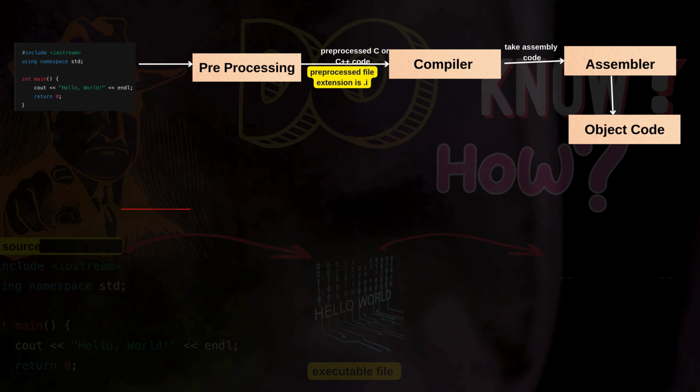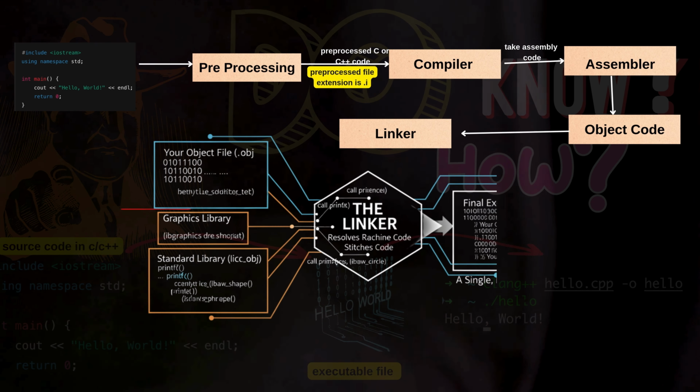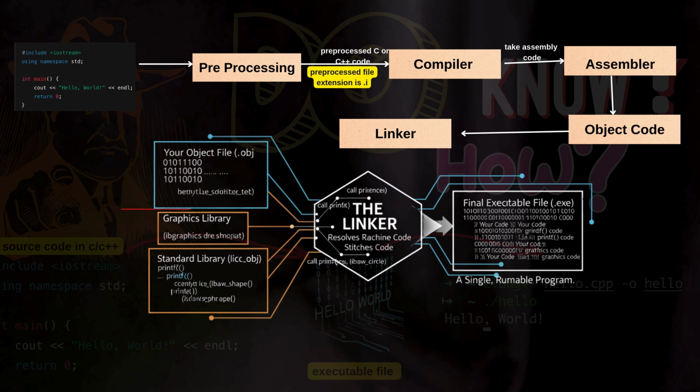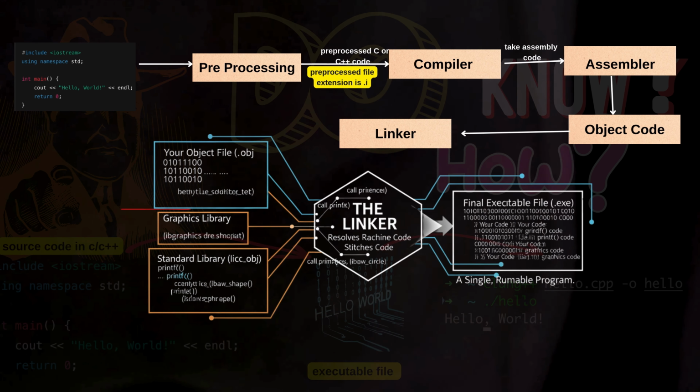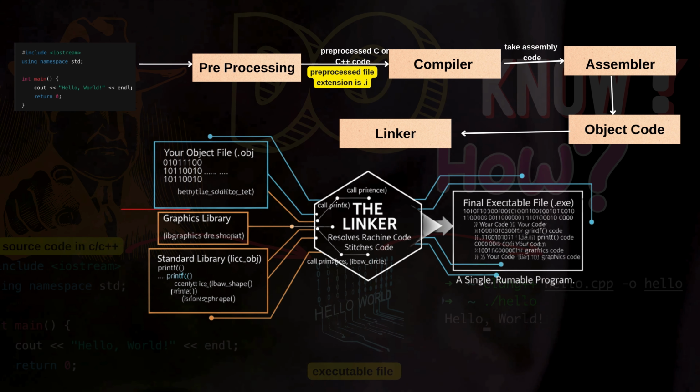The final translator is the linker. Your program usually depends on other code, like the standard library for printing text. The linker's job is to take your object file, pull in all those missing pieces and stitch everything together. If something is missing, you will get a linker error. But if all goes well, the linker produces a single complete file.